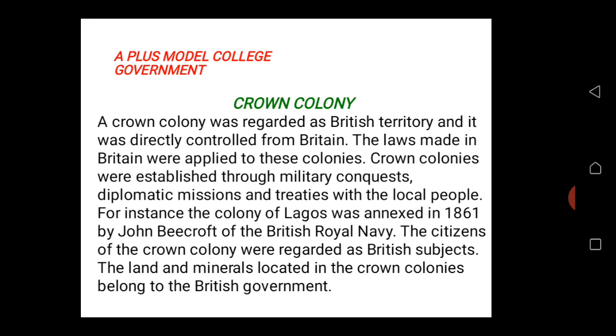For instance, the colony of Lagos was annexed in 1861 by John Beecroft of the British Royal Navy. The citizens of the Crown Colony were regarded as British subjects. The land and minerals located in the Crown Colonies belonged to the British government. Don't forget, these people came to Africa because they knew that Africa was a less developed region. So they wanted to make use of our natural resources to govern over us. That's why these people tried to colonize us.